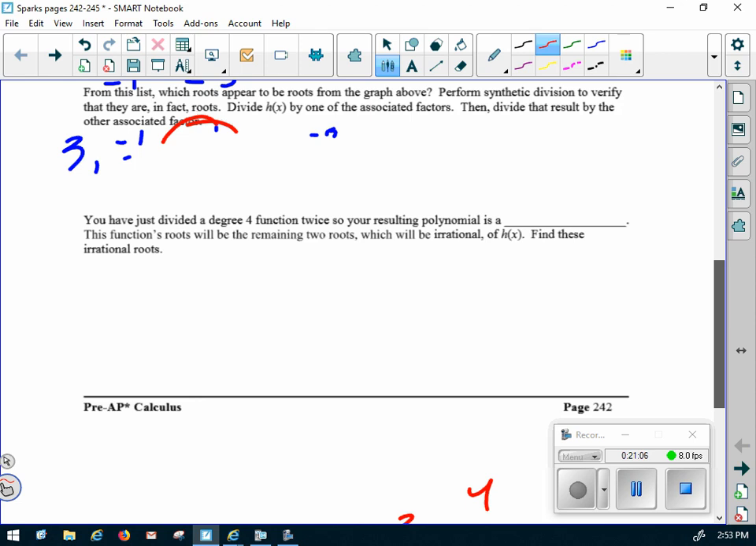you have just divided a degree 4 function twice so that your resulting polynomial, after we divided synthetically by 3 and by negative 1/3, what was the degree of that answer? It was quadratic, wasn't it? 3x squared minus 9? It was quadratic. The function's roots will be the remaining two roots, which will be irrational. And we found those as plus or minus square root 3.